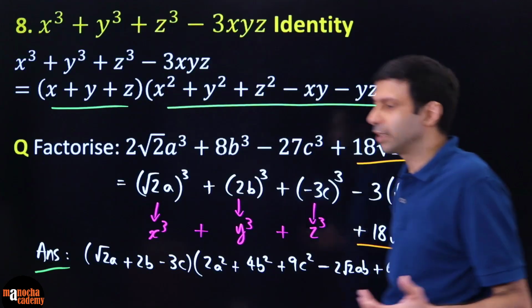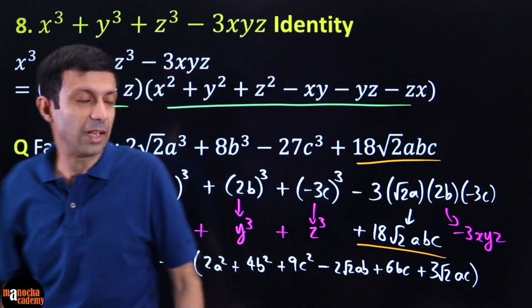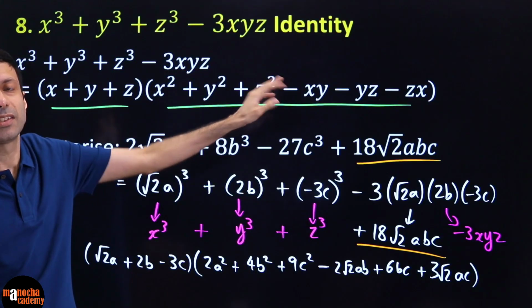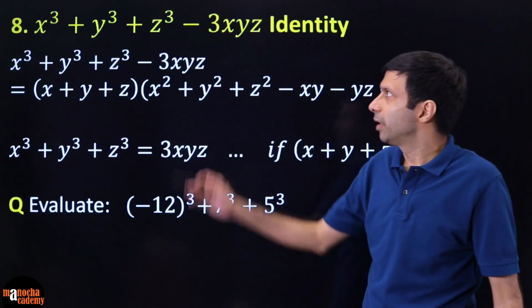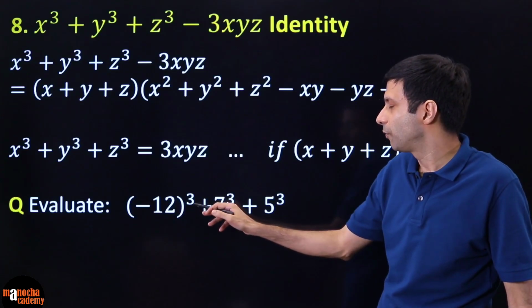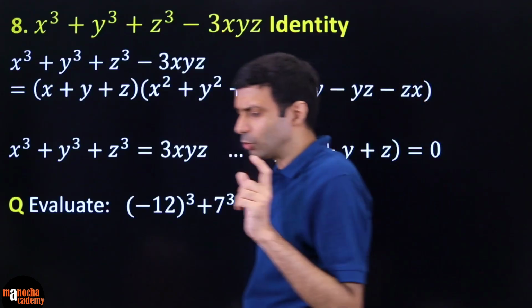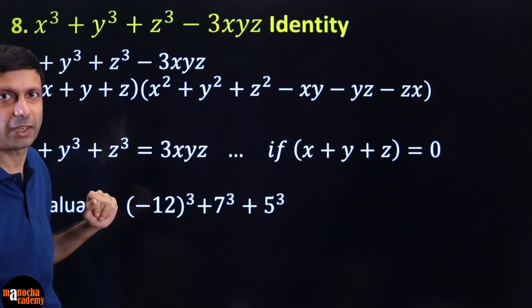The trick to learn this formula, you can see there's a pattern. First we are summing all the individual terms, then we are summing all the squares, x square, y square, z square, and the last is the pairs, minus xy minus yz minus zx. Similarly, use this identity and see if you can evaluate this: minus 12 cube plus 7 cube plus 5 cube. So again, when you see these 3 cubes, you will be reminded of this form, x cube plus y cube plus z cube.